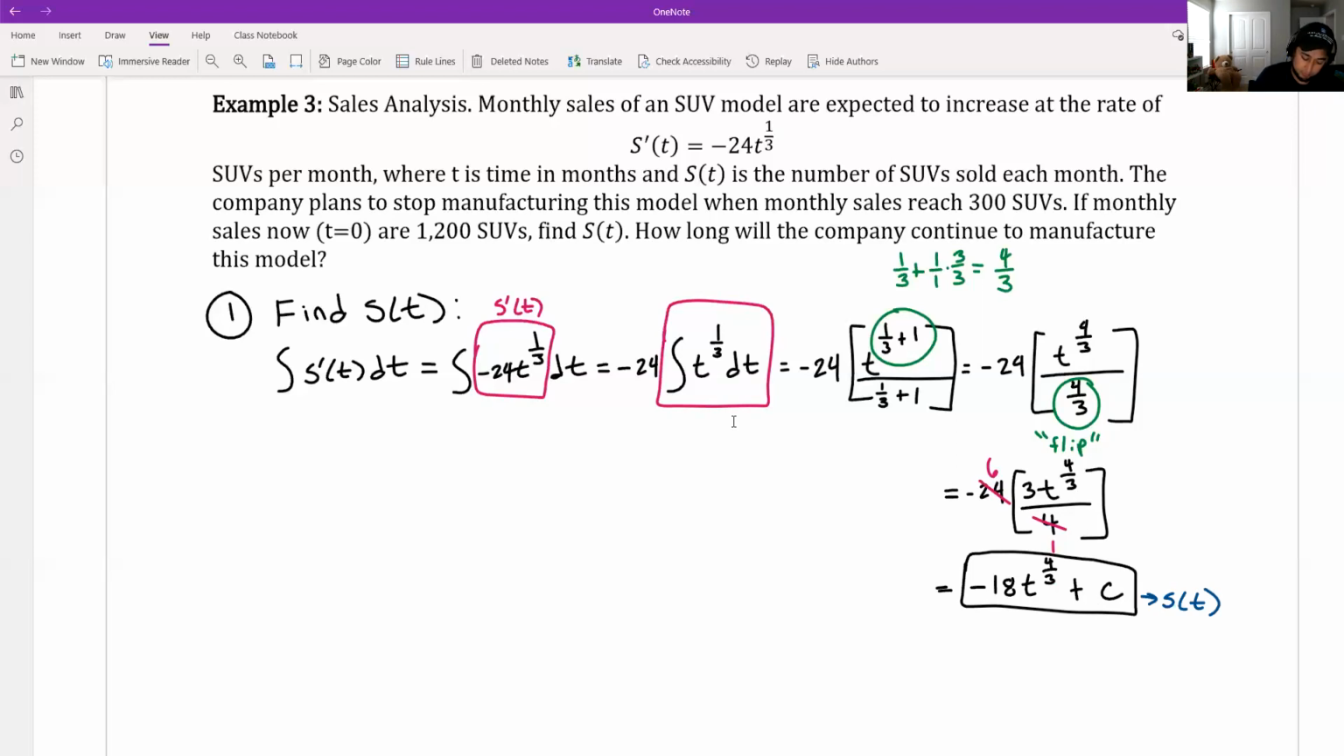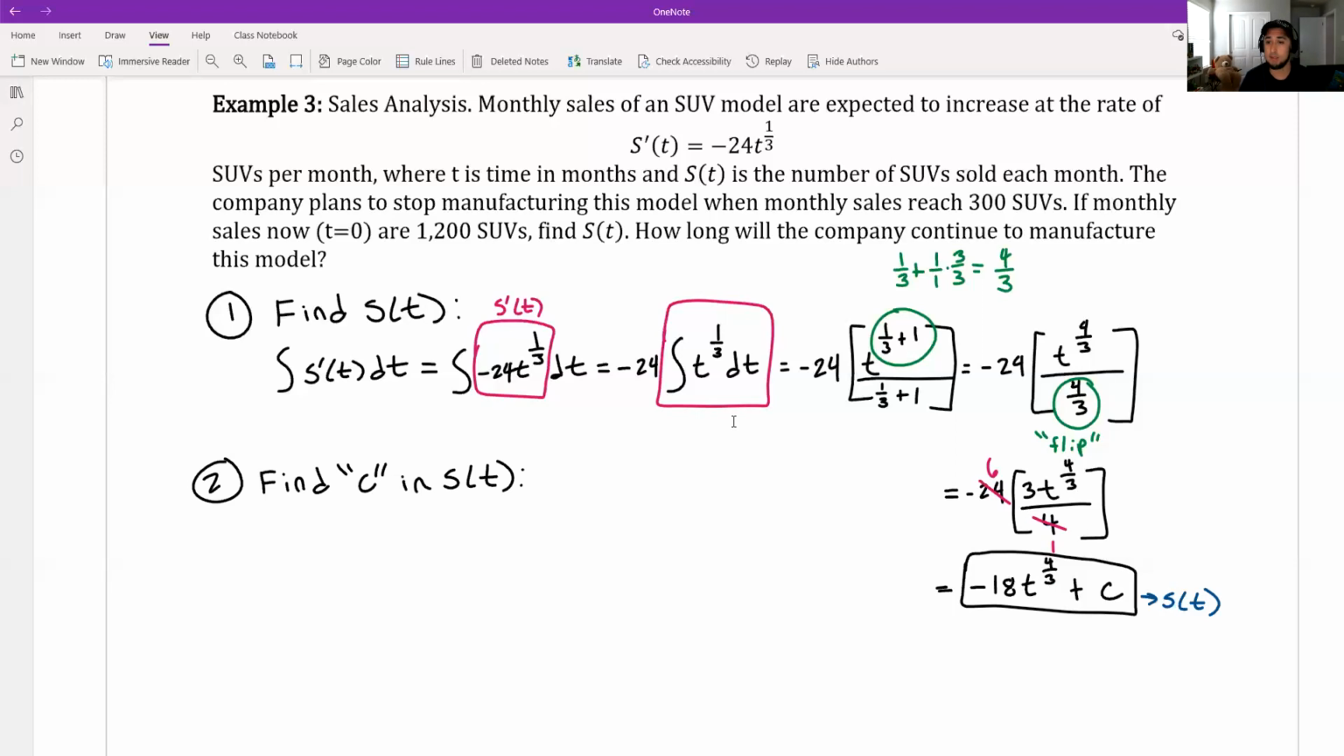So, step 2: find C in S of t. Well, in order to find C, we must have been given a clue above.